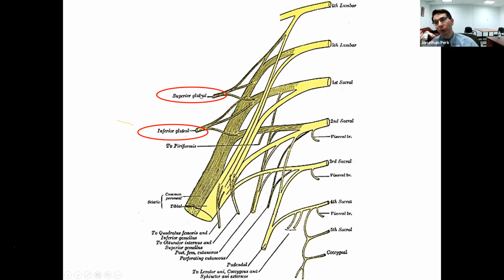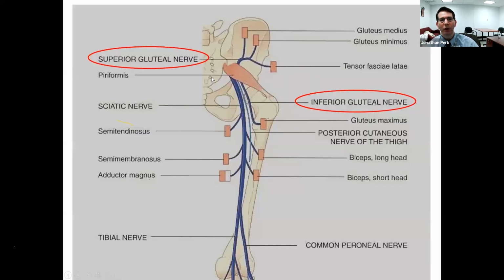Now, what does each one do? The superior gluteal nerve innervates the muscles that do abduction. So we have the gluteus medius and minimus and the tensor fasciae latae, and they're the ones who abduct, take our hip outwards. Superior gluteal. And then we have the inferior gluteal nerve. It's kind of a denigrating name because it innervates the largest and strongest muscle in our body, the gluteus maximus.